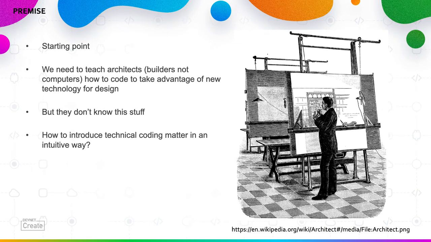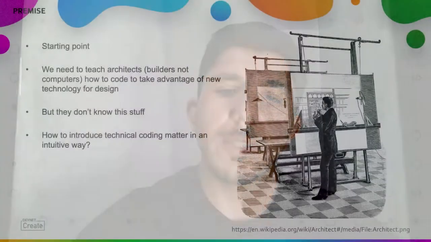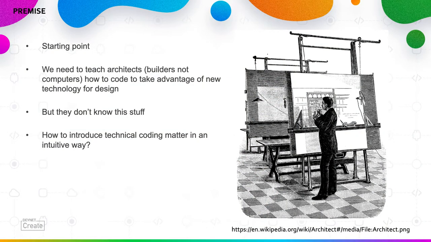All right, a little bit about the starting point, the premise of this talk, computational thinking. Effectively, in my company, we need to teach architects, again, the types of buildings, not computer architects, how to code and how to learn how to code, take advantage of new technology for design. But they didn't know how to do any of this stuff. So we're thinking, how can we teach technical coding matter in a way that's comfortable for people who are exposed to that?